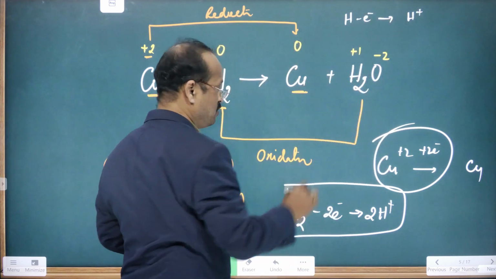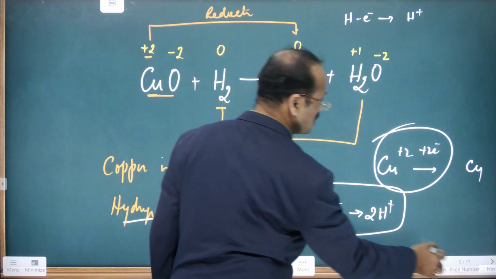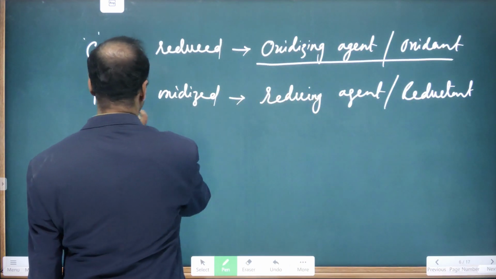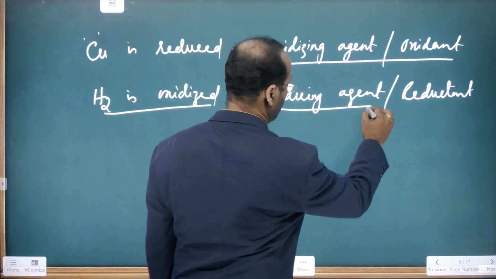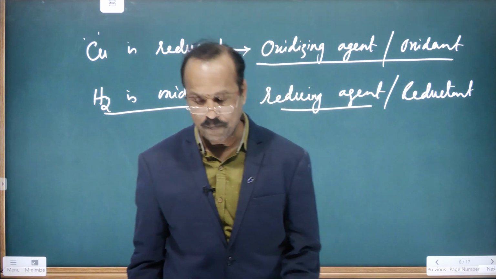So here it becomes H plus, which means what? It lost the electron. When it lost the electron, it is called what? Oxidation. So which is oxidized? That is called a reducing agent. Clear to you? So in this way you have to remember.